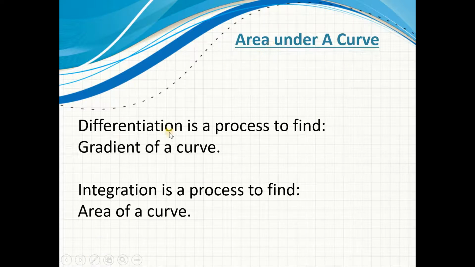Remember that differentiation is a process to find gradient of a curve. Gradient of a curve means slope of tangent to the curve. But integration is a process to find the area of a curve. Why curve? Because I have a polynomial function and the exponent of the variable x is more than 1. Because if the variable has a power 0, it means graphically the function is represented by a straight line parallel to x-axis.